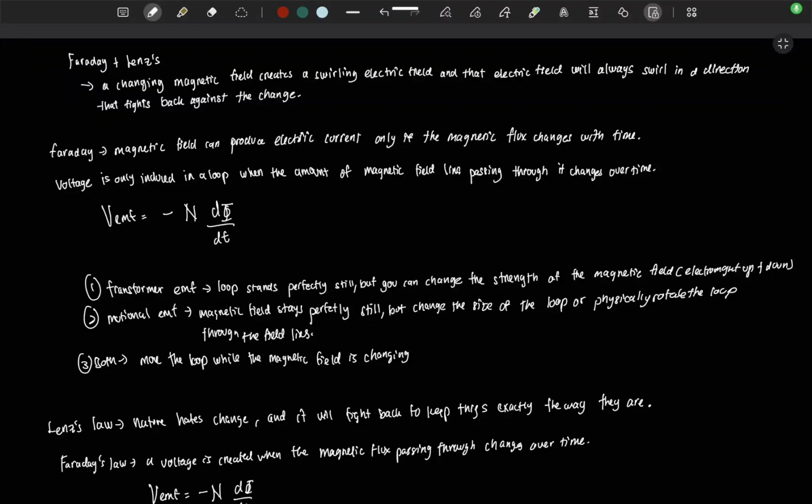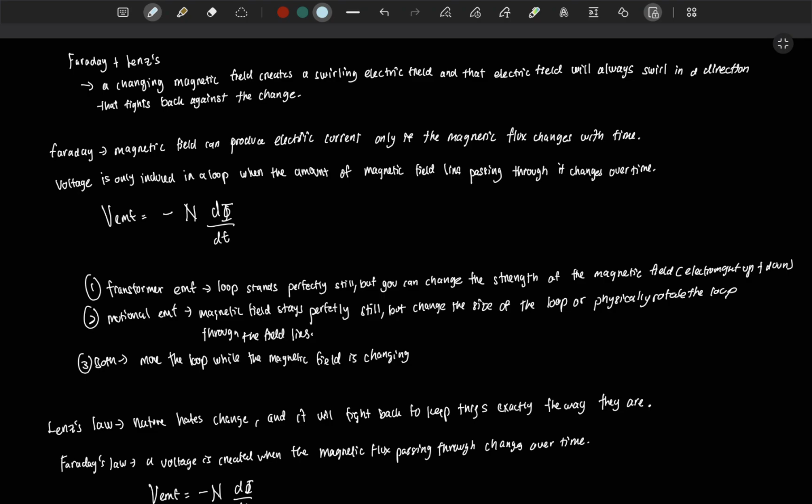Okay, welcome to a new lecture. In this lecture, we're going to see about time varying fields. Before we begin, as usual, we need to cover some basics and revise some stuff. We know about Faraday's law.